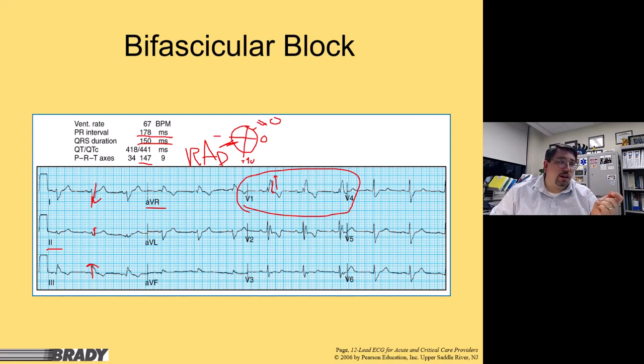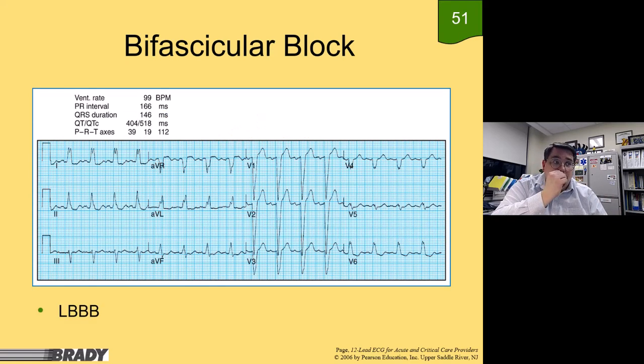We have a posterior hemiblock and a right bundle branch block. That's two blocks in one. Dangerously sick heart. Again, as we continue to go on, now let's take a look at another example here. This is truly just a left bundle branch block.